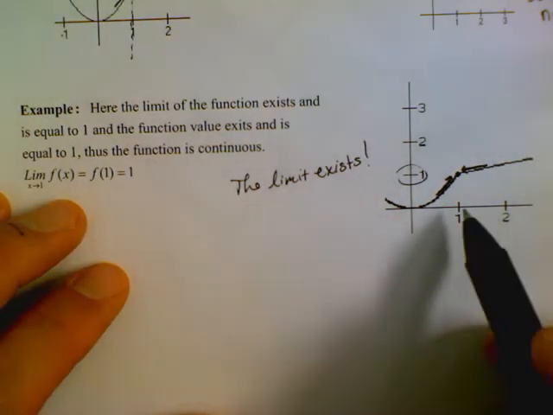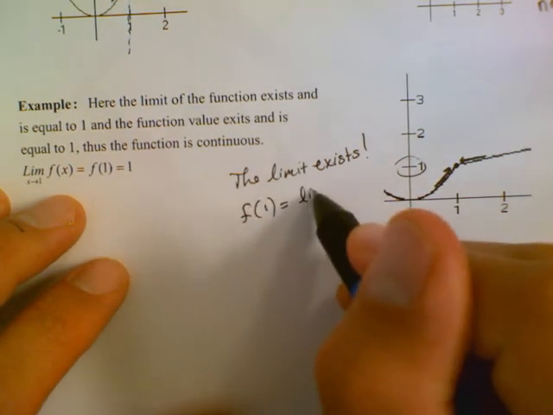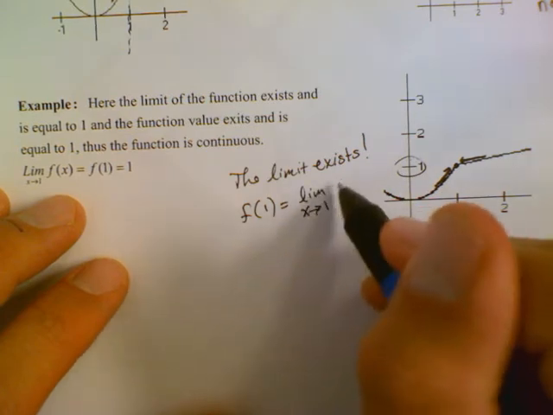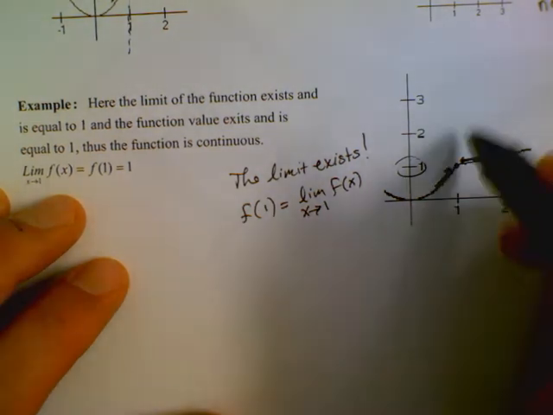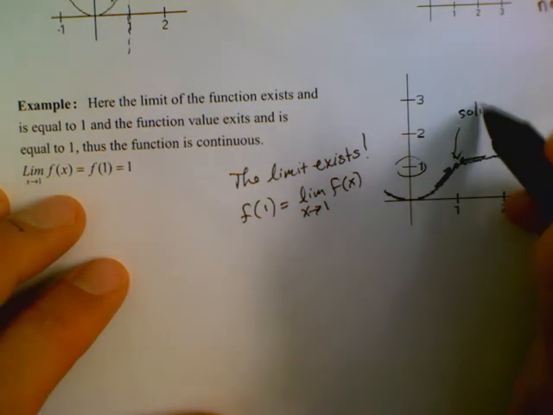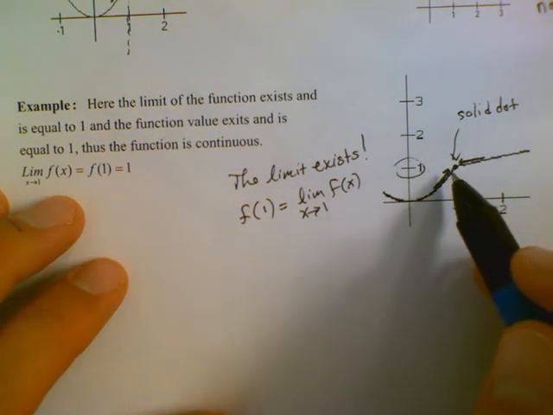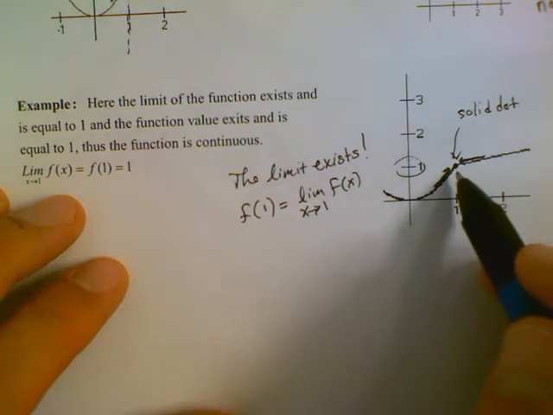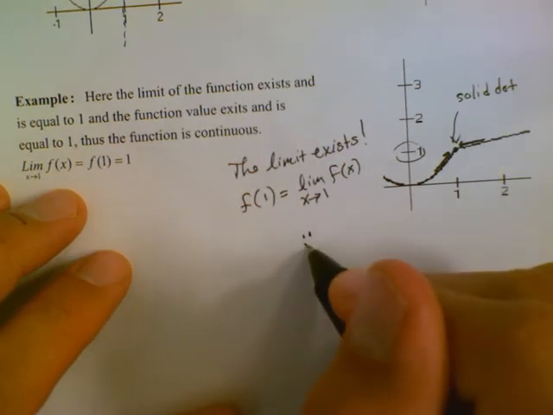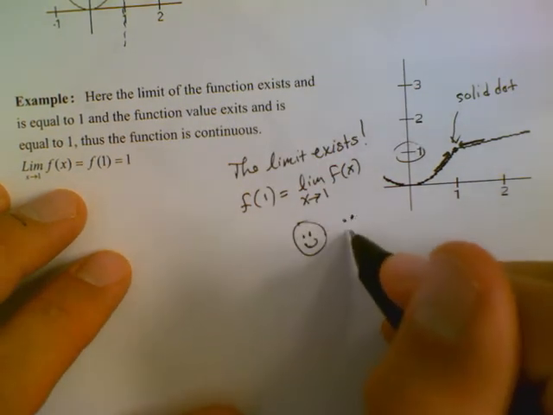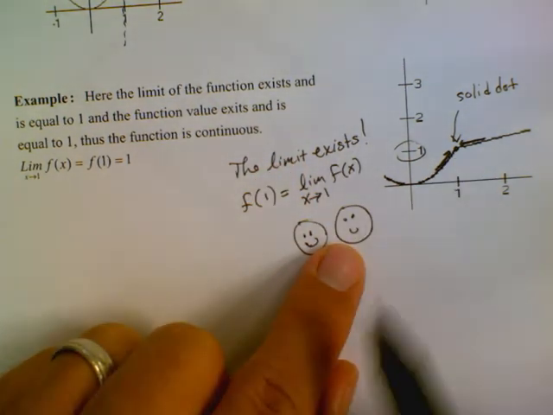And now let's look at the function value. The function value at 1 equals the limit value as x approaches 1. So we're pretty happy about that because there's a solid dot right there. Solid dot. It doesn't have to actually be represented as a dot. It could have just been a corner, just as long as it's not an open hole. So we are super happy about that one. We'll give this one 2 smiley faces because the limit exists and the function value equals the limit value.